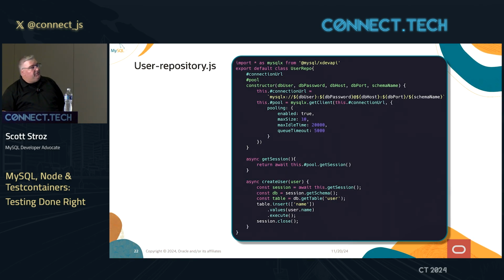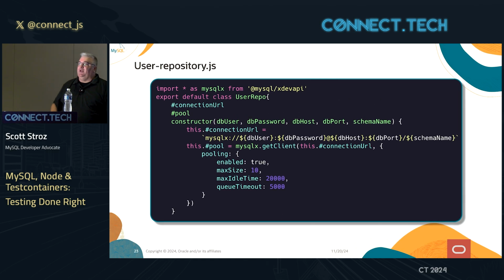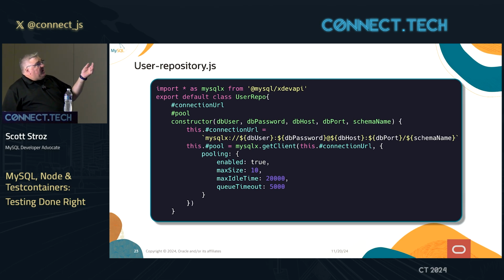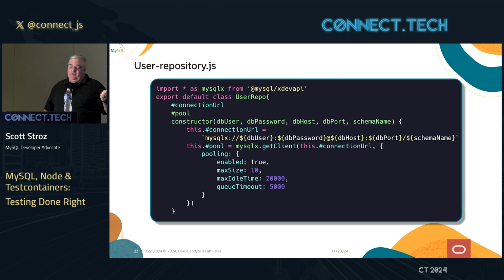So in user repo, or userRepository.js, remember this is the file that has to be in production that you would call to make sure that we're saving the repo. It's set up as a JavaScript class. We have some local variables or private variables called connection URL and pool. In the constructor, we pass in the database user, password, host, port, schema name.